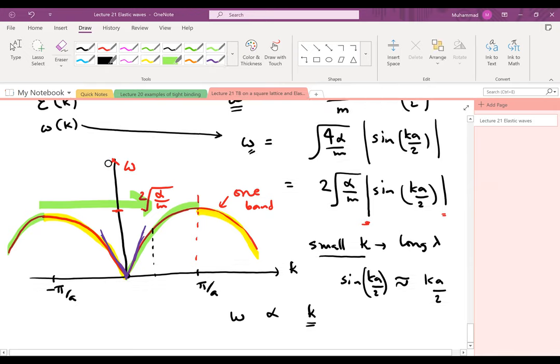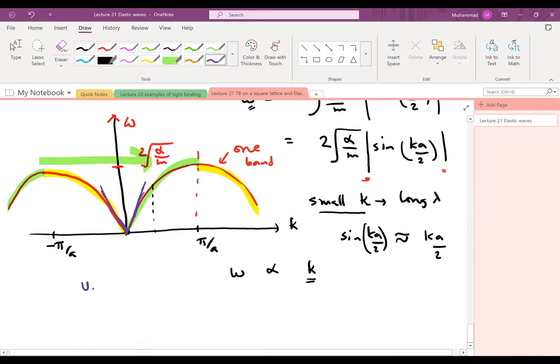I can also find out the group velocities. The group velocities can be determined by the derivative of omega with respect to k. Here the group velocity is going to be constant, and then at pi over a, the group velocity is going to go to zero. So if I take the derivative here, it's zero. So at the zone boundaries, the group velocity goes to zero.